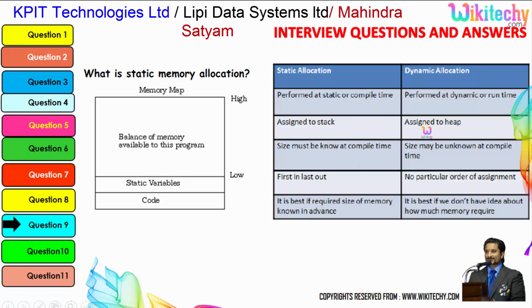Here is a straightforward difference. Static allocation is performed at static or compile time, over here dynamic allocation is performed at dynamic or runtime. This is assigned to the stack, this is assigned to the heap. The size must be known at compile time. It will be unknown at compile time. First in, last out. There is no particular order of assignment. It is best if the required size of the memory is known in advance. Over here, it is best if you don't have an idea about how much memory is required.